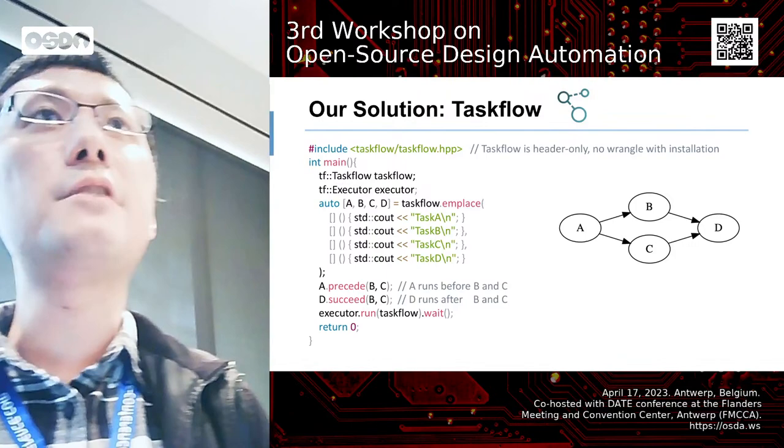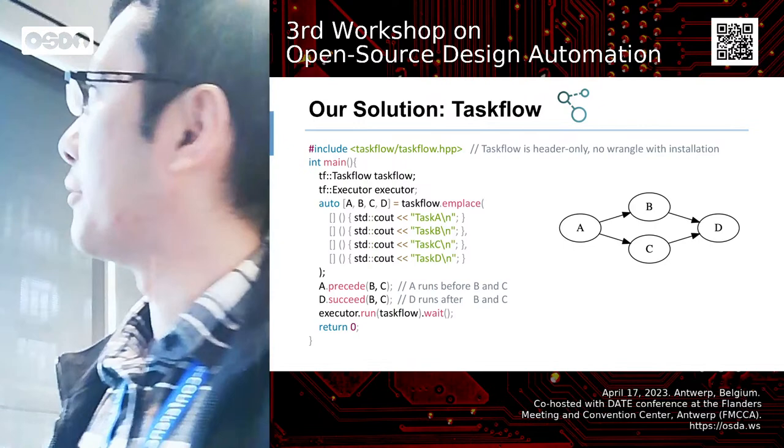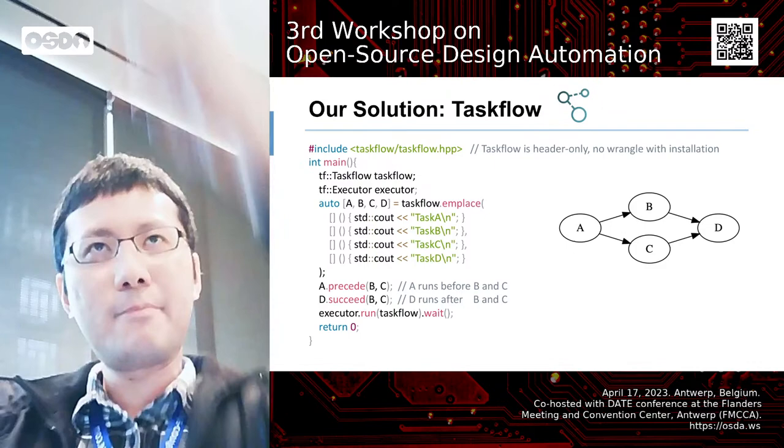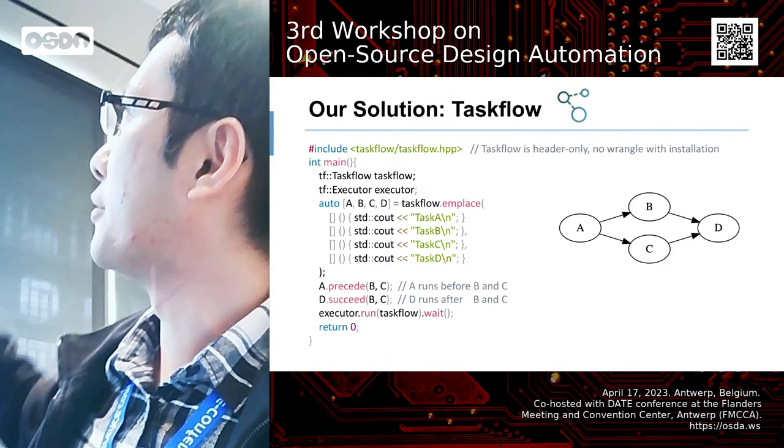And the very first challenge we want to overcome is transparency. Let's take a look at a hello world example in our system. Suppose you want to do four things: A, B, C, D. A has to run before B and C. D has to run after B and C. Each task represents a function. In terms of TaskFlow, this is all you need. Only 15 lines of C++ code to get a parallel execution for this task graph.